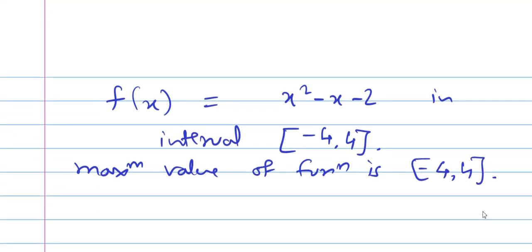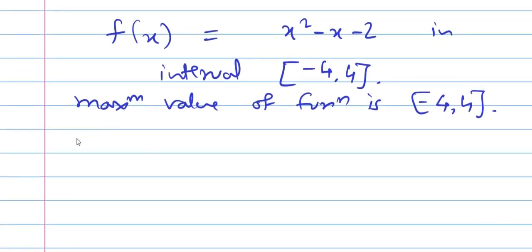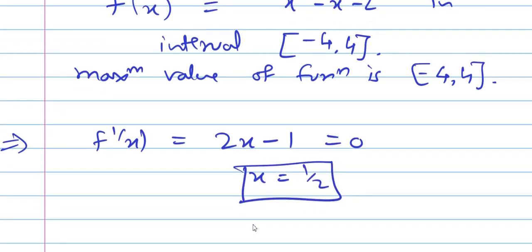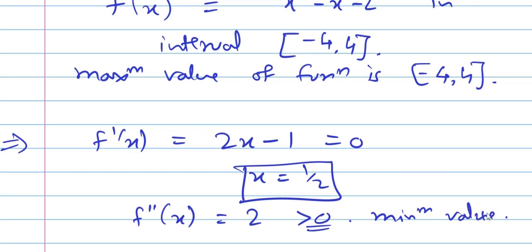Okay, so what is the procedure? First get the stationary point. f dash x equal to 0. First of all, f dash x is 2x minus 1, and that is equal to 0, so x equal to 1 by 2. Then f double dash x, the derivative of 2x minus 1, is nothing but 2, which is greater than 0. So our method is not giving the answer. It is giving the minimum value because it is greater than 0. So our method has failed.